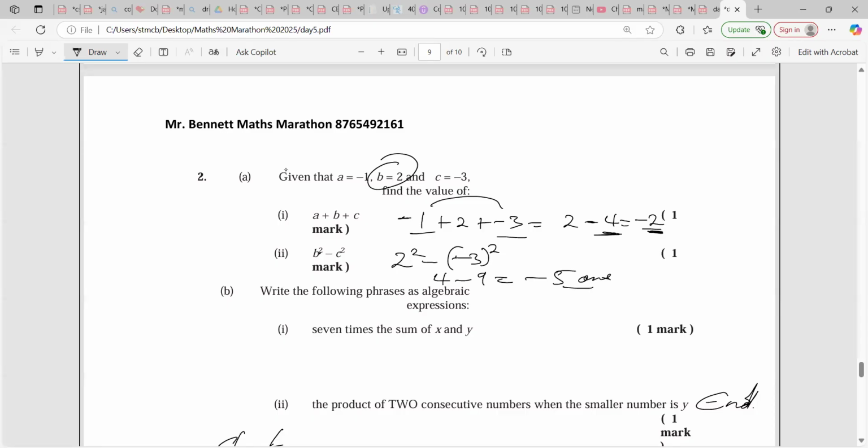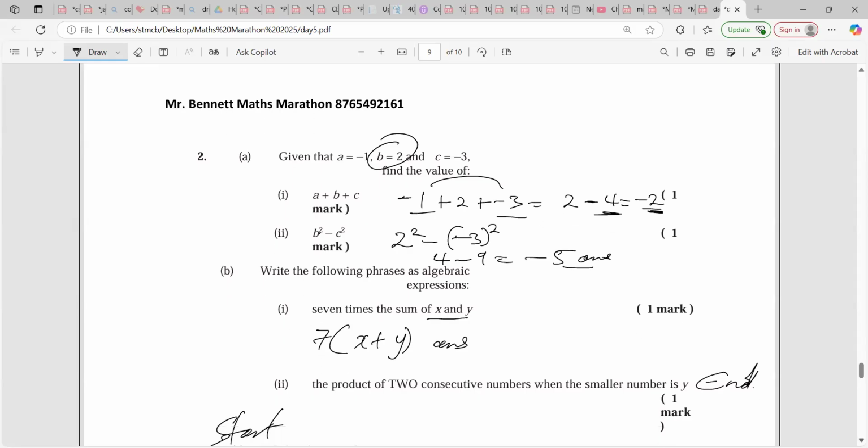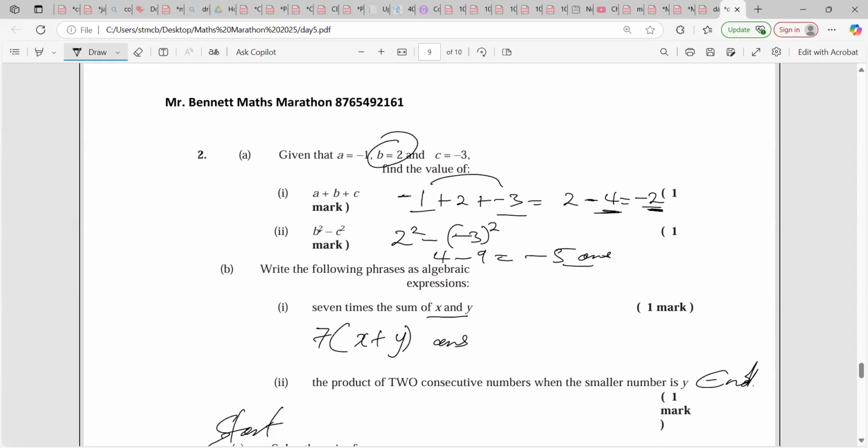Alright, now the phrases as algebraic expressions. 7 times the sum of x and y. So 7 times the sum. Sum means to add, right? So that will be 7(x + y). And the final one: the product of two consecutive numbers when the smaller number is y.